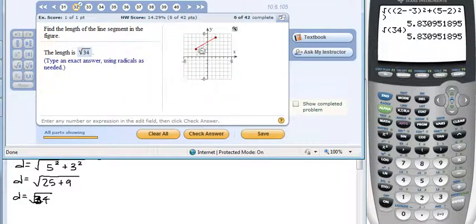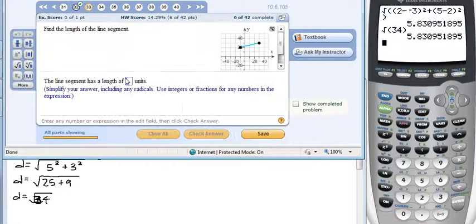Nice work. So this distance right here is about 6 long. Does that look about right? Yeah, it looks about right. Okay.